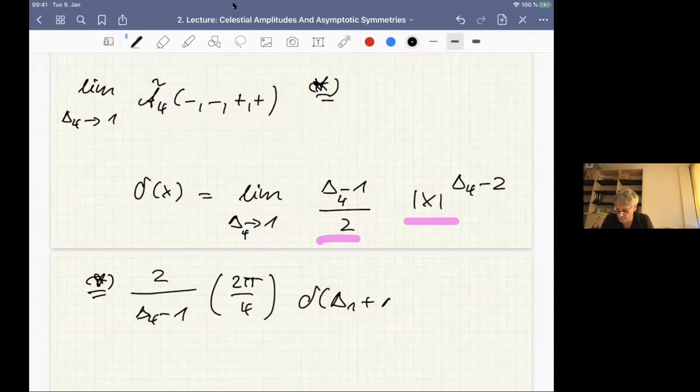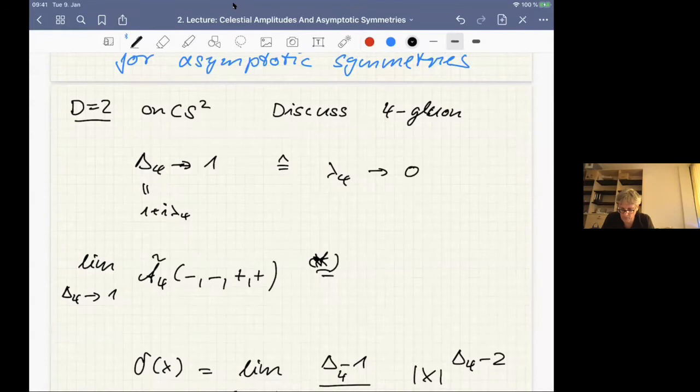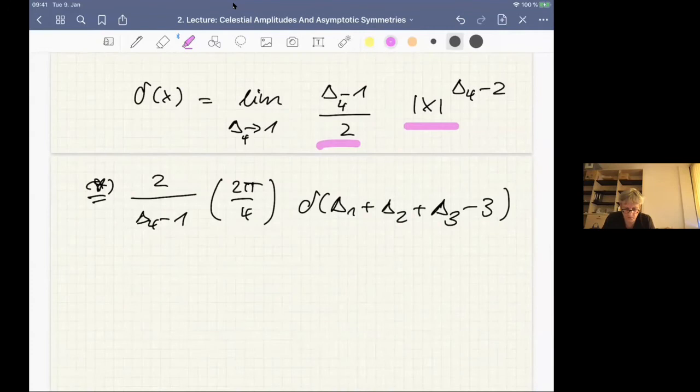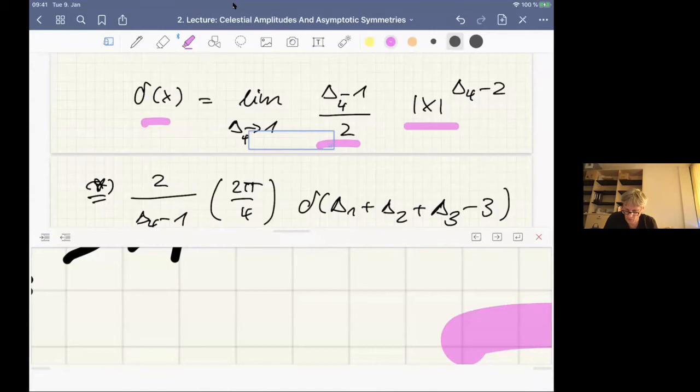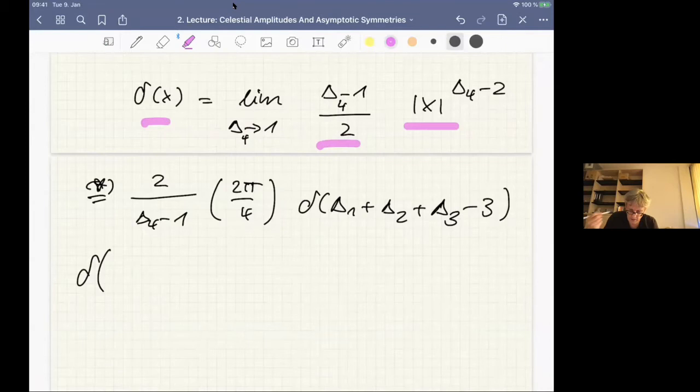giving this delta function. Now here, of course, we can just take this limit, and then nothing changes. Of course, the minus 4 becomes a minus 3, so this is trivial. Then now we have this delta function. So this delta function coming with epsilon 4, with a delta 4 minus 2 exponent.